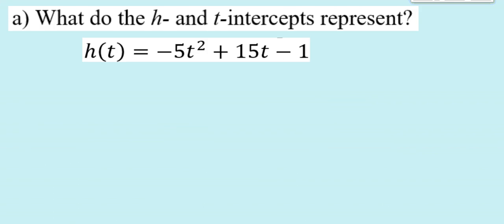Let's look at what part A says. What do the H and T intercepts represent? Here I'm not actually doing any math. It didn't say find the H and T intercepts. It says what do they represent? So let's think about this parabola. I sort of drew this picture already.